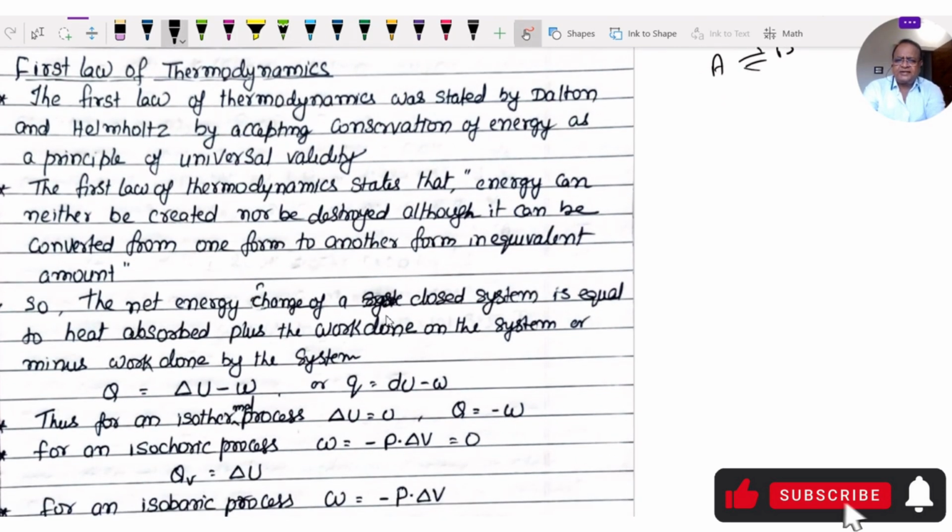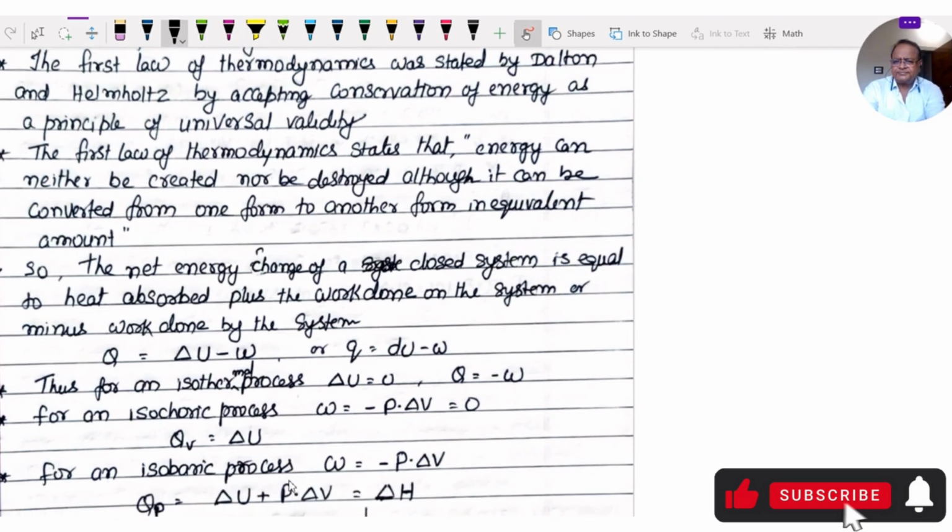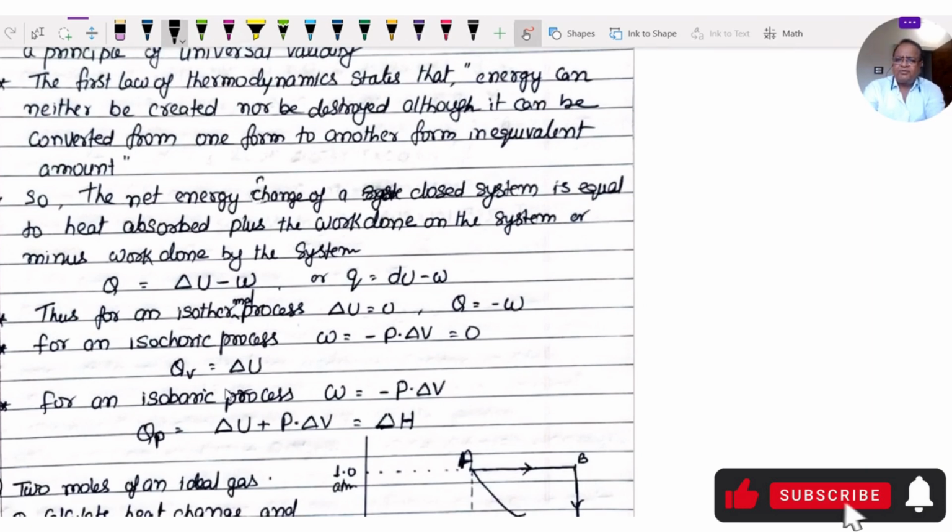So the net change in energy of a closed system is equal to the heat absorbed plus the work done on the system. So Q equal to delta U minus W, or Q = dU - W. For an isothermal process, delta U equal to 0, so Q equal to minus W.